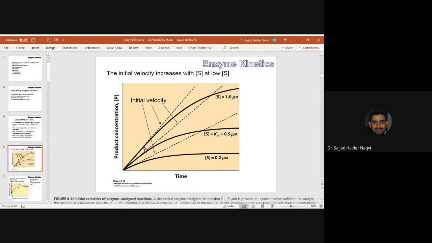So you can see that this dotted line starting from these points is actually reflecting the initial velocity. So you can see initial velocity is increasing there, it's increasing there, it's increasing there. So that means in general, initial velocity is increasing with the increase of the substrate concentration. So that is the outcome, that the initial velocity increases with substrate concentration. But as I said earlier, that is at low substrate concentration. Once it is at the high substrate concentration, then there will be saturation and there will be no increase in the velocity.